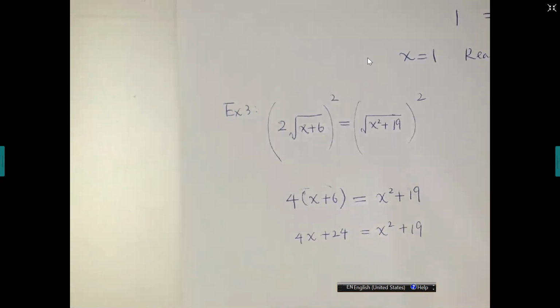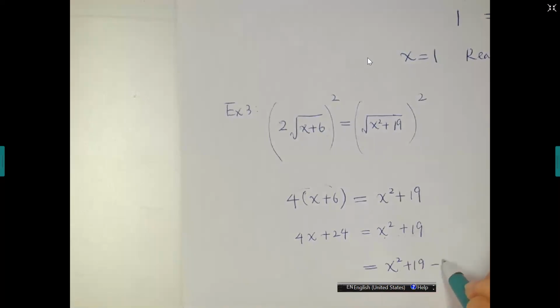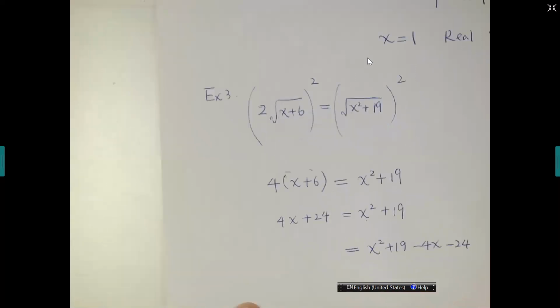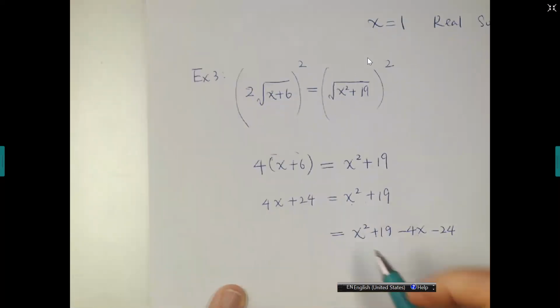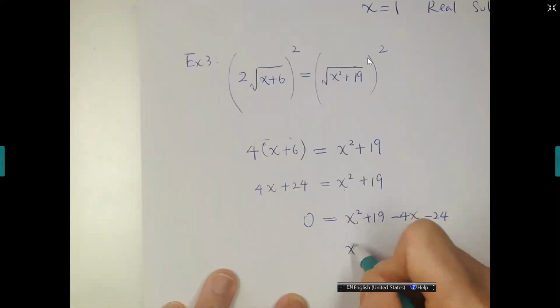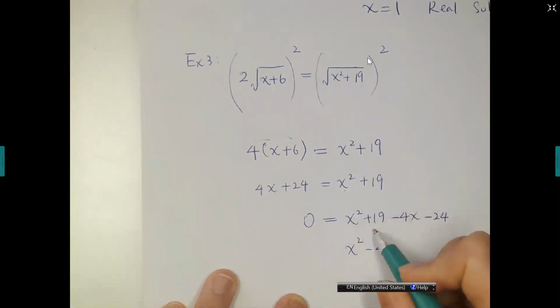What kind of equation do we have now? It has a square term, so it is a quadratic equation. To solve a quadratic equation, we always move all terms to one side, either left or right. I prefer that the square term has a positive coefficient, so I move everything to the right. That equals x squared plus 19 minus 4x minus 24. When I move a term, I change its sign. 0 is on the left. Then combine like terms, and I get x squared minus 4x, 19 minus 24 is minus 5, equals 0.